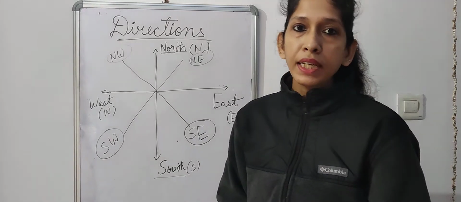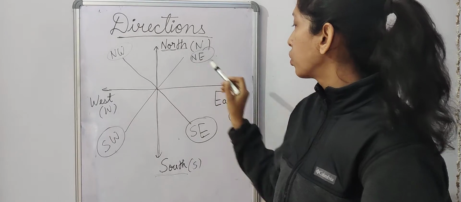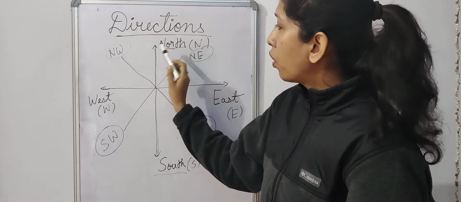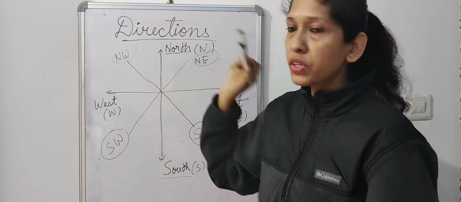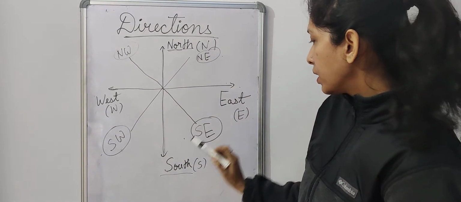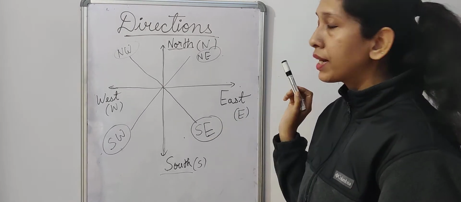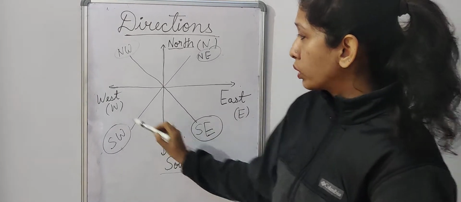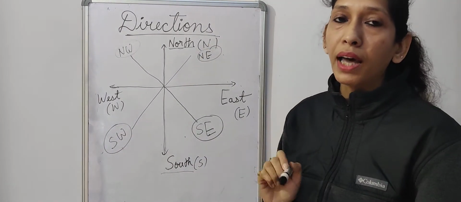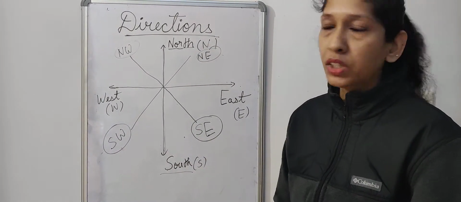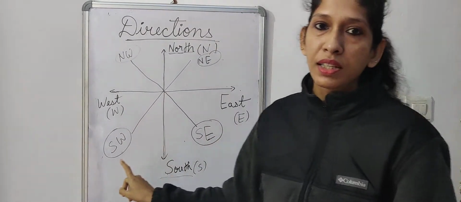Except that, we have studied about subdirections. They are northeast, between north and east. Then between north and west there is the northwest direction. Between south and east there is the southeast direction. Between south and west there is the southwest direction. It means there are four subdirections: northeast, northwest, southeast, southwest.